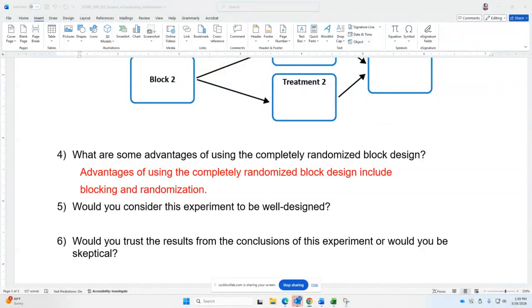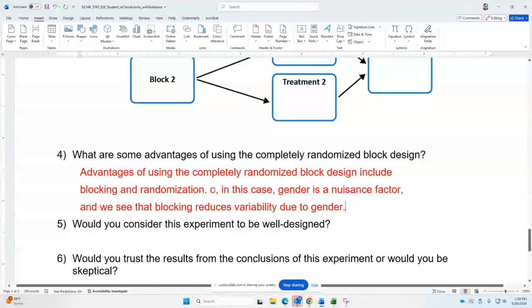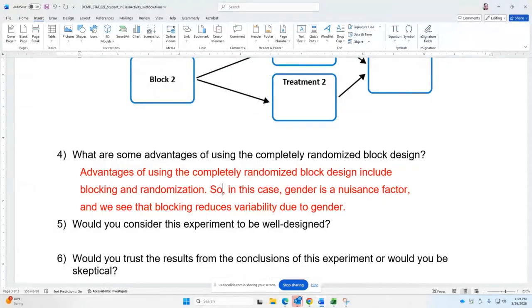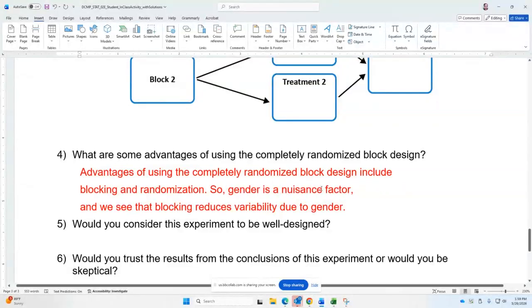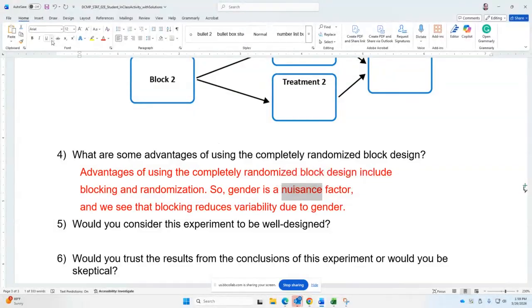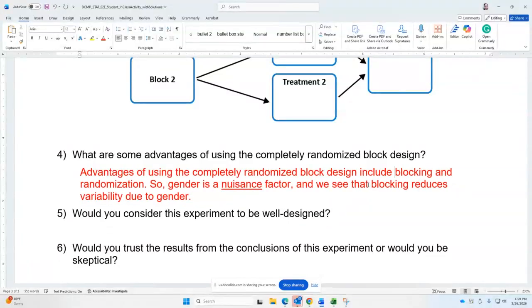So let me just write that down. So gender is a nuisance factor. That's the word I wanted to spell out. It's in the previous assignments. That reduces variability due to gender.